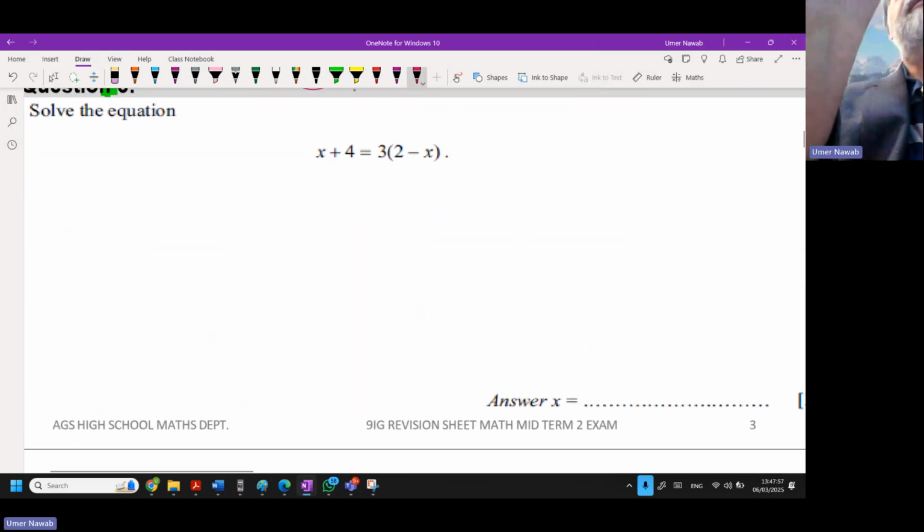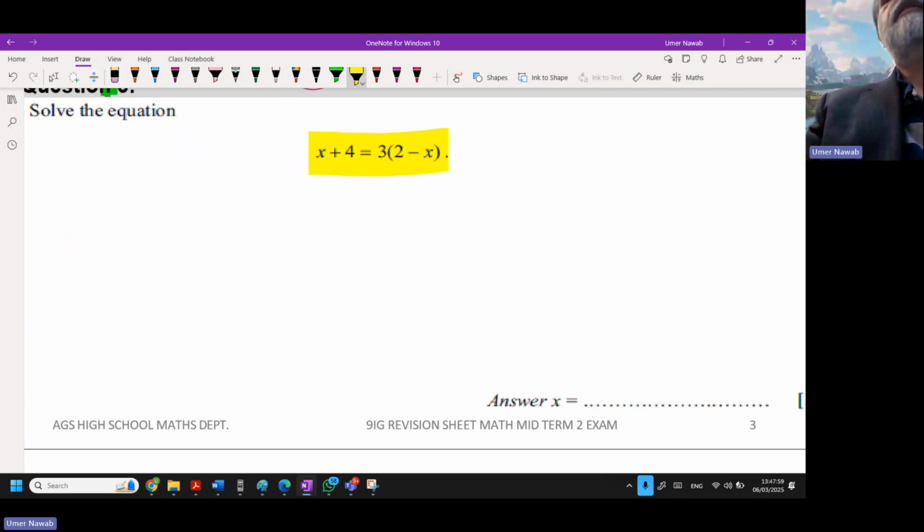Now the next question is, guys, you can check it out. x plus 4 is equal to 3 bracket open 2 minus x.